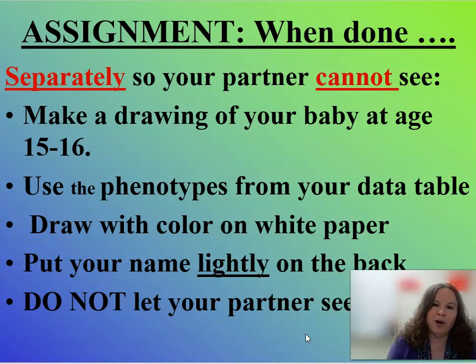And you're going to draw what your baby looks like at age 15 or 16. All right, so don't draw a baby. Draw a 15 or 16-year-old with all the traits that you circled on your data table. Don't let your partner see it, so that later on you can play a game to see if you can figure out which drawing is your partner's. Hence, that one would be your baby. Can you recognize your baby?